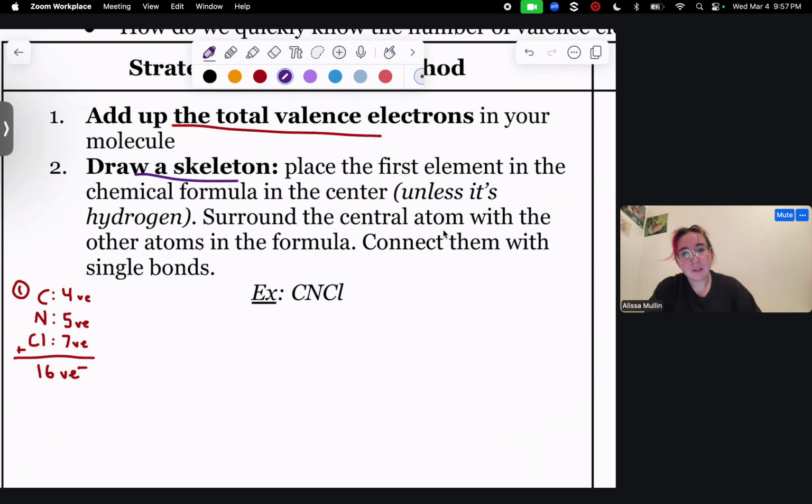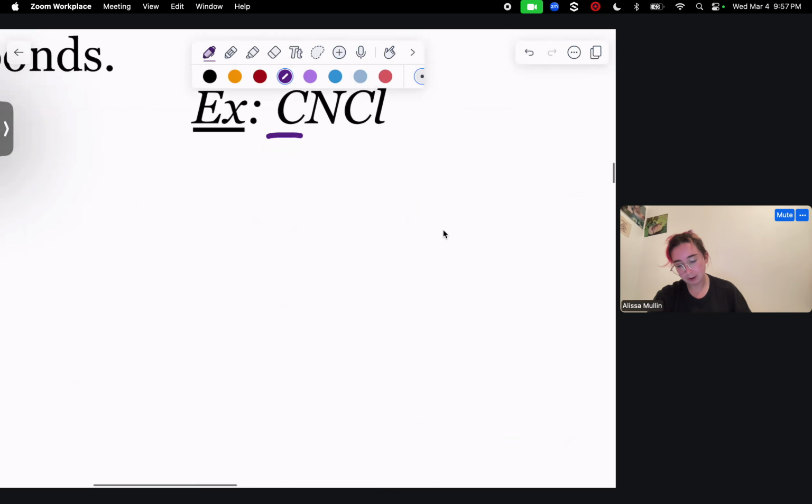And there's some guidelines for this. Like it says here, we're going to place the first element in the middle, unless it's hydrogen, because we know hydrogen can't really make very many bonds, so hydrogen's always on the side. But in general, that's the trick for it. The first thing in your structure, the first thing in the formula first. So I'll put the C in the middle.